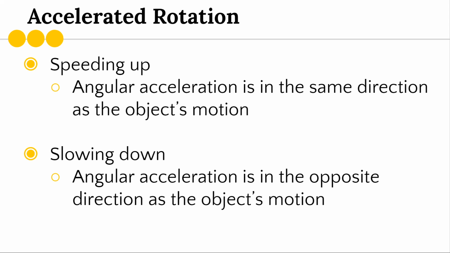On the other hand, if your angular acceleration is in the opposite direction as the object's motion, then you're going to have something that is slowing down rotationally. So if you have something, for example, that's rotating in a clockwise direction, but is experiencing angular acceleration in a counterclockwise direction, then that object will slow down, eventually coming to a stop, potentially changing direction after that and rotating the other way. But again, if they're opposite, you're going to slow down. If they're in the same direction, you're going to speed up. Same rules as before. We had the same thing that we analyzed with our translational motion as well.